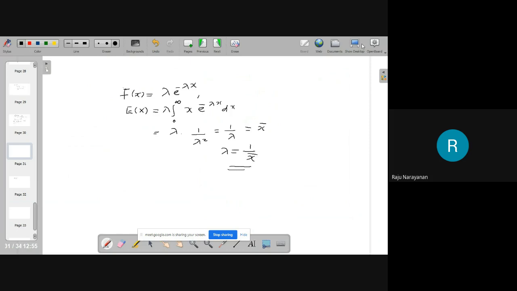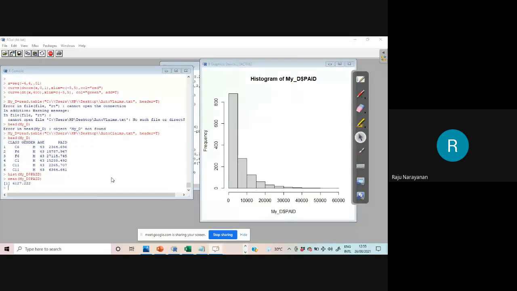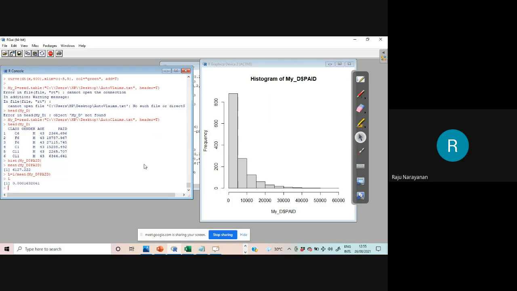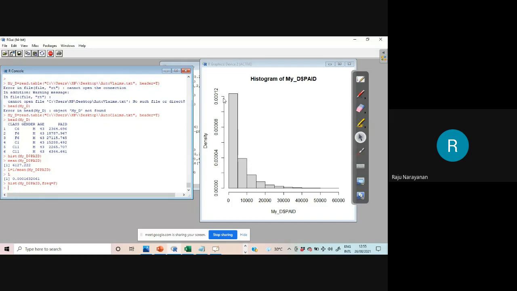I will explain these things in detail when we do estimation. Therefore, L is enough: L is equal to 1 by the mean of myD$paid. If you want to see L, you can see L. Now let us plot. Before that, I will use hist of myD$paid with freq equal to FALSE. I want relative frequencies, therefore the maximum will be 1. Then I add a curve.